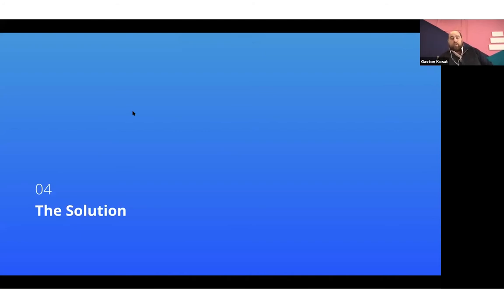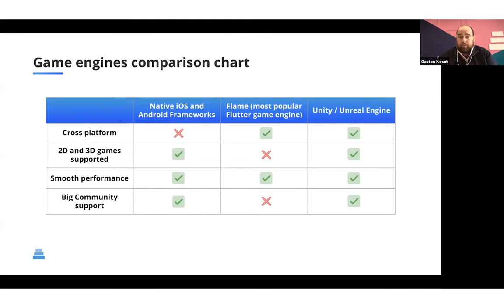It's okay, perfect. So, as Martin mentioned, the idea of this solution was to take the Focus Calm games to the next level. So we started researching the different platforms we have to develop this kind of games. We based our research on three main components, which are native iOS and Android frameworks to develop games, Flame, which is the most popular Flutter game engine, and Unity and Unreal, which are bigger and the most well-known frameworks to develop games.